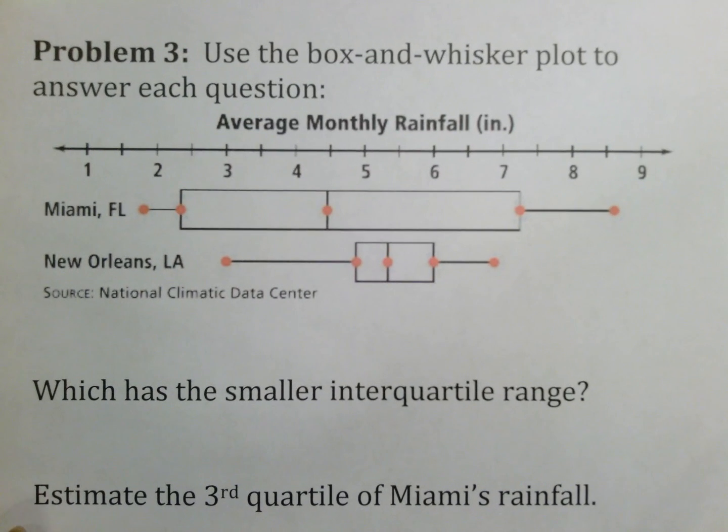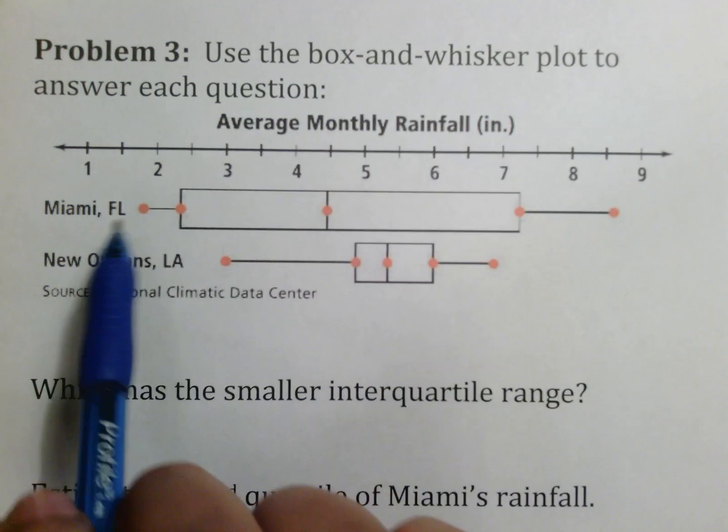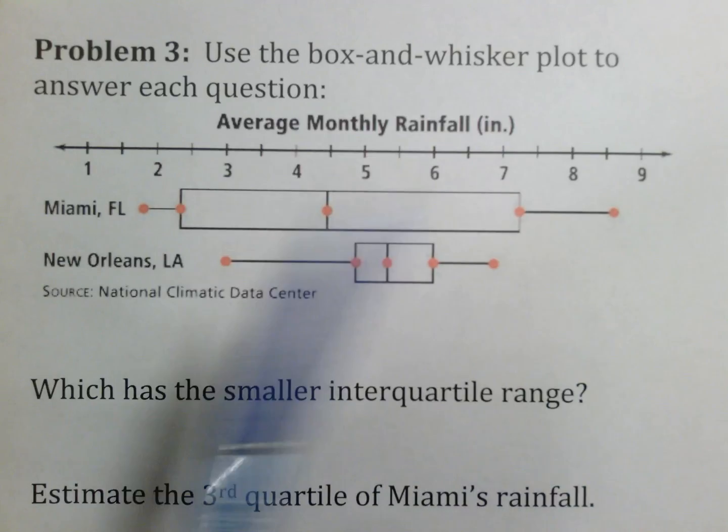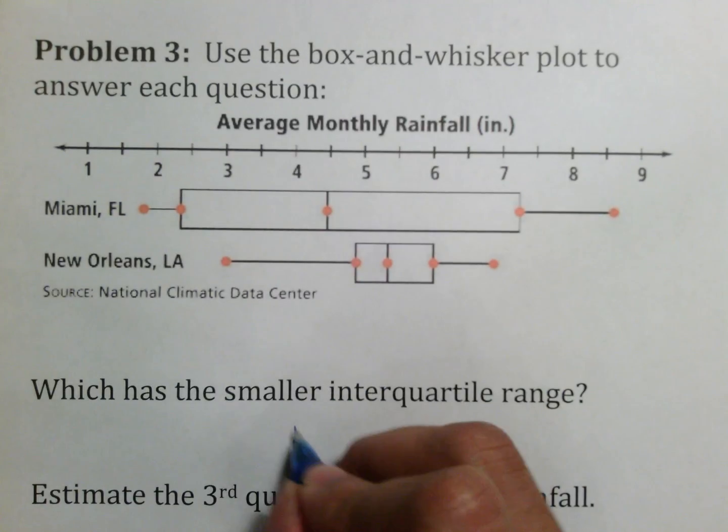Other than that, let's look at one more question in terms of how you will use box and whisker plots. It says, use the box and whisker plot to answer each question. Which one has a smaller interquartile range? It's talking about the average monthly rainfall in inches. Miami, Florida, here's your box and whisker. New Orleans, Louisiana, here's your box and whisker. The interquartile range, remember, is this part here. Which one has a smaller range would be New Orleans.